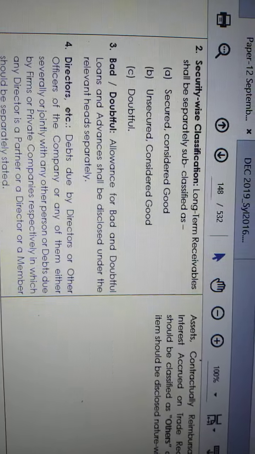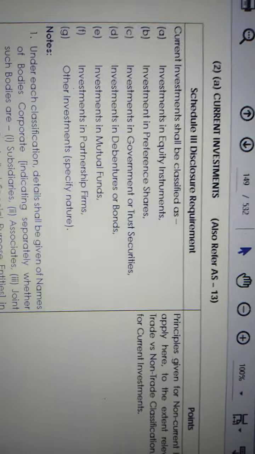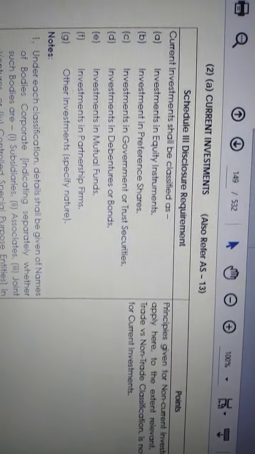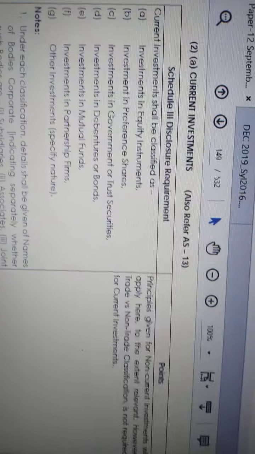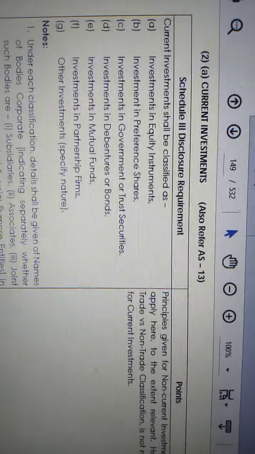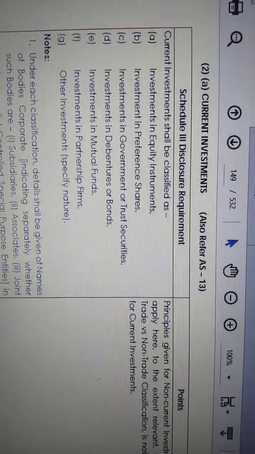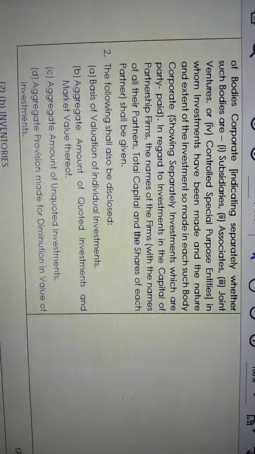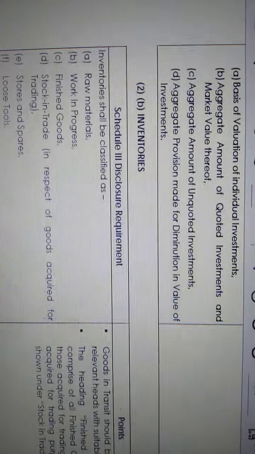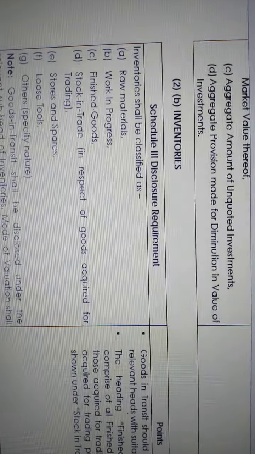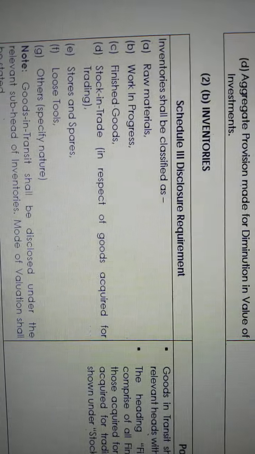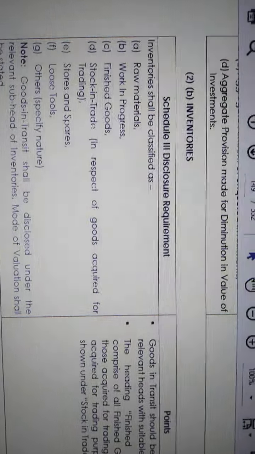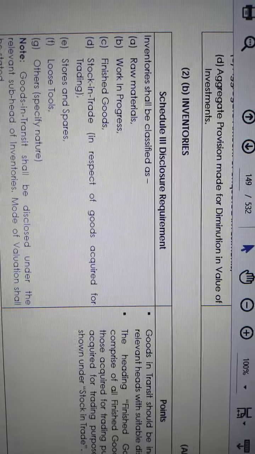So current investment. Next one is current investment. Realizable within 12 months is normally current investments. Inventory breakup I have to give. Raw material how much, WIP how much, finished goods how much, stores and spares how much. All this breakup I have to give. Disclosure requirement, Schedule 3 disclosure requirement. Okay.